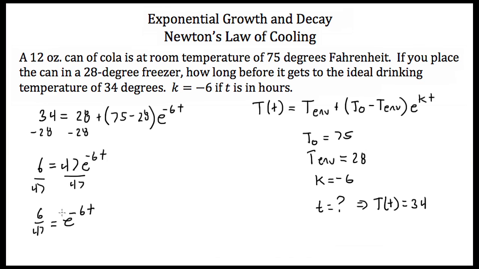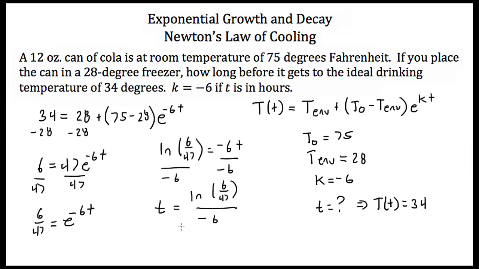I have my exponential alone on one side of the equal sign, so I'm going to rewrite this as a logarithmic equation to get this variable out of the exponent. If I do that, I'll have that the natural log of 6/47 is equal to negative 6t. Now I just divide both sides by negative 6, and I get t is equal to the natural log of 6/47 divided by negative 6. If you plug all this into a calculator, you'll find that t is approximately 0.343.